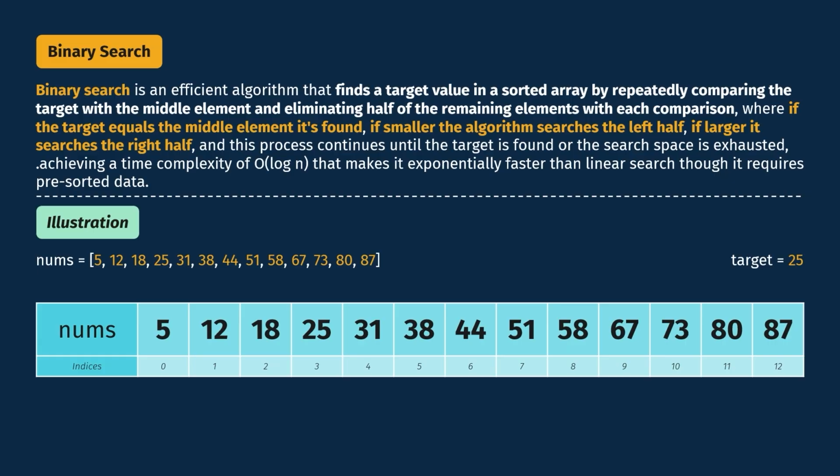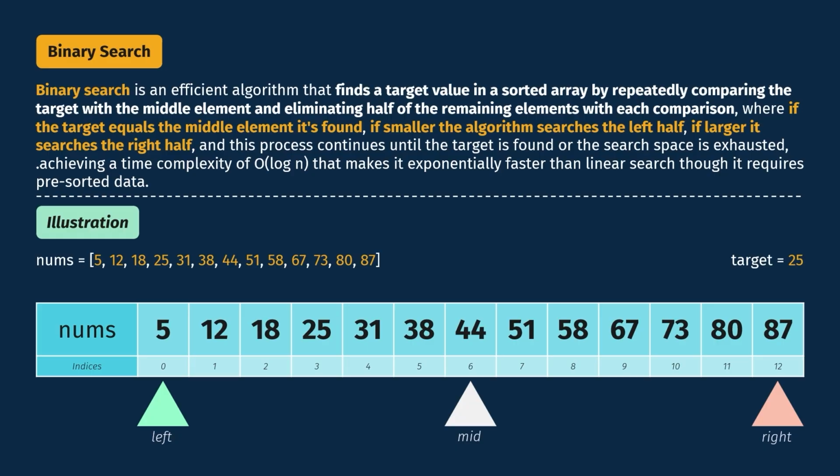To perform binary search, we use 2 pointers. The left pointer starts at the very beginning of the array at index 0, and the right pointer starts at the end of the array at index 12. These pointers define our current search space. Next, we calculate the middle index. The mid pointer is at index 6, which points to the value 44. We calculate mid as left plus right by 2, which is 0 plus 12 by 2, which equals 6.